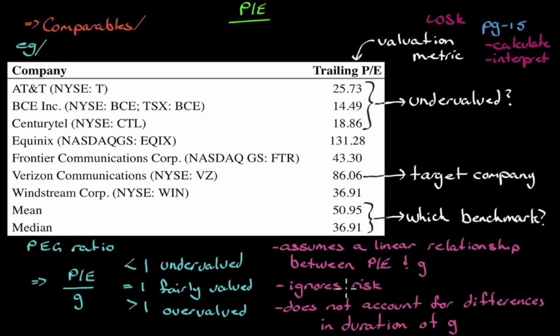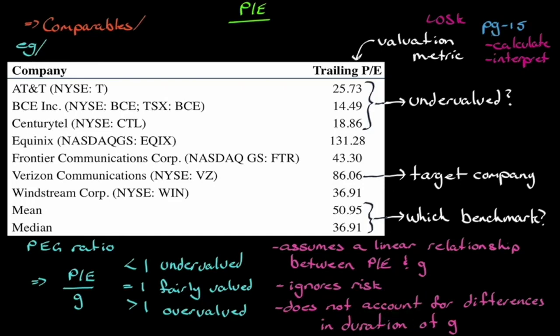It ignores risk, which, well, you can't control for everything. We know we still have to deal with risk. The biggest one, and this is the biggest and most misleading one for using a PEG ratio, is that it does not account for differences in duration of growth. Let me give you an example of that.